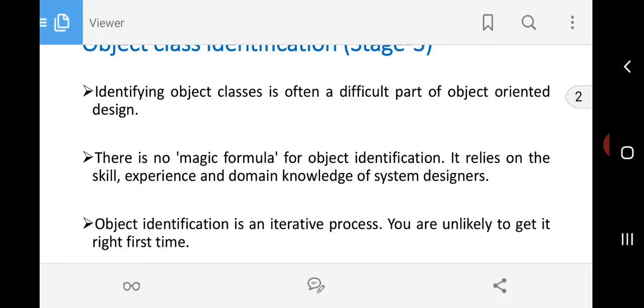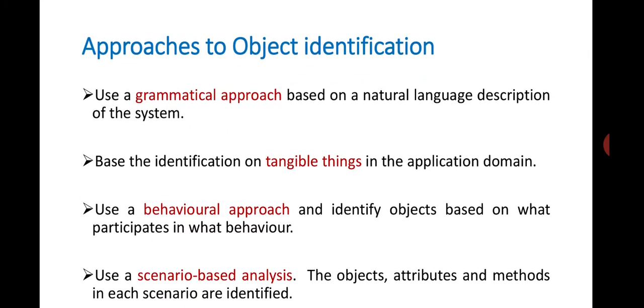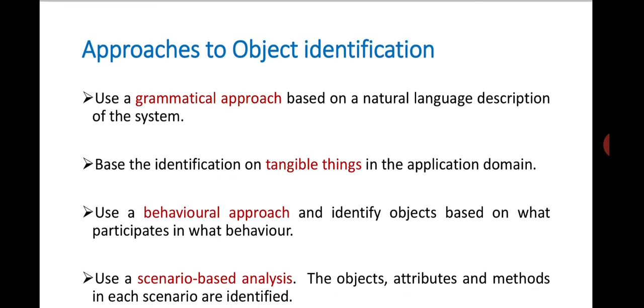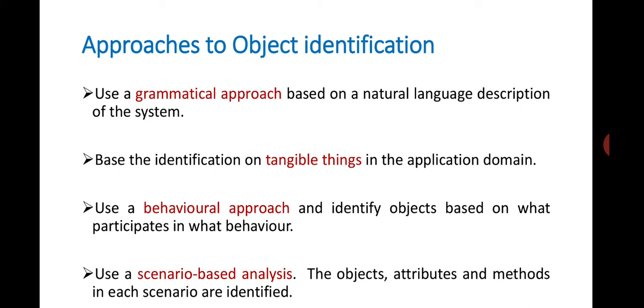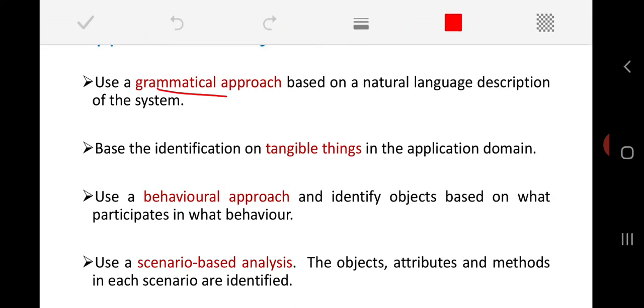Moving ahead, just have a look at this. This is a very important topic: the approaches to object identification. What are the different approaches which will help us to identify the objects? There are 4 approaches that we are going to discuss very briefly. The very first one is the grammatical approach, which is based on the natural language description of the system.